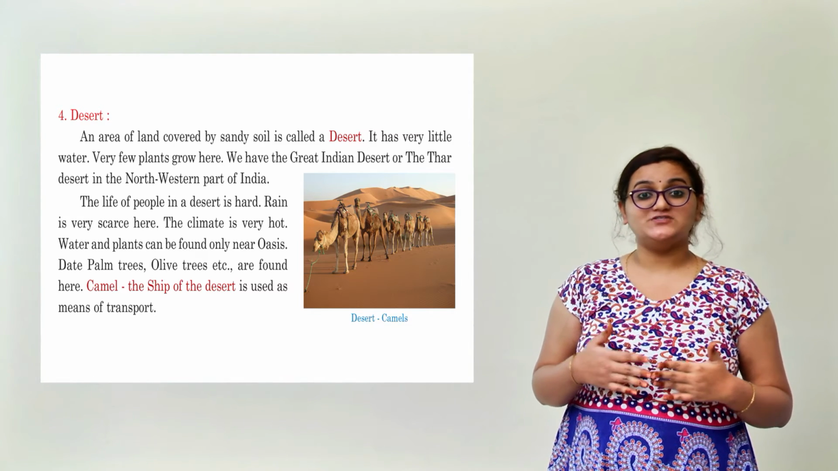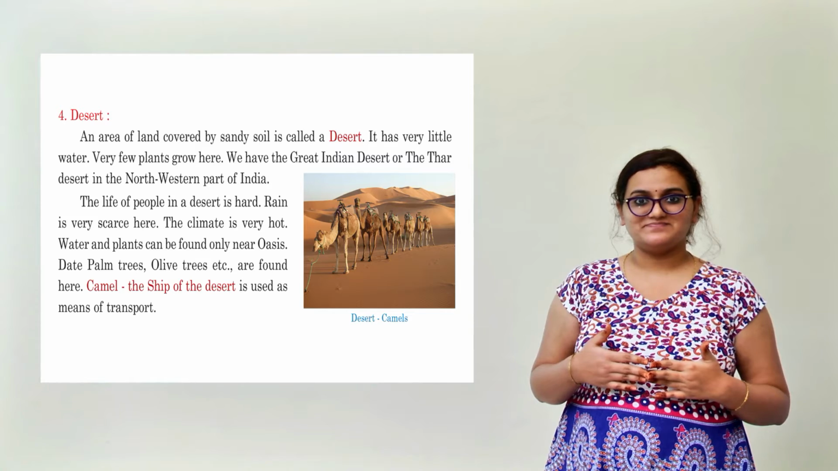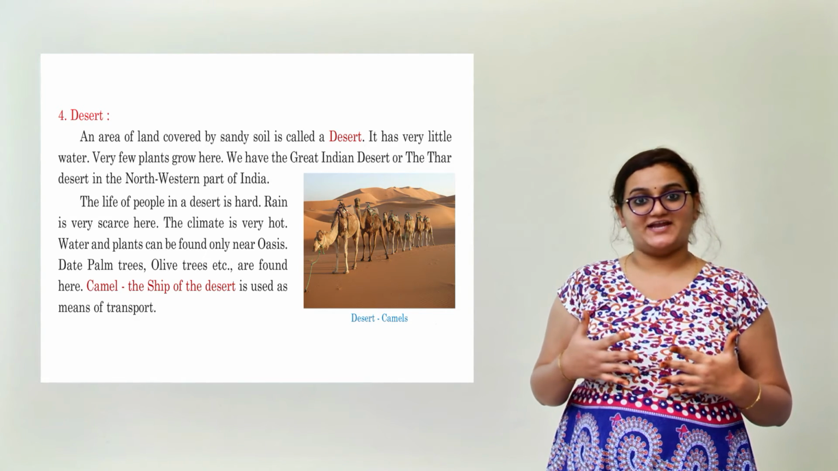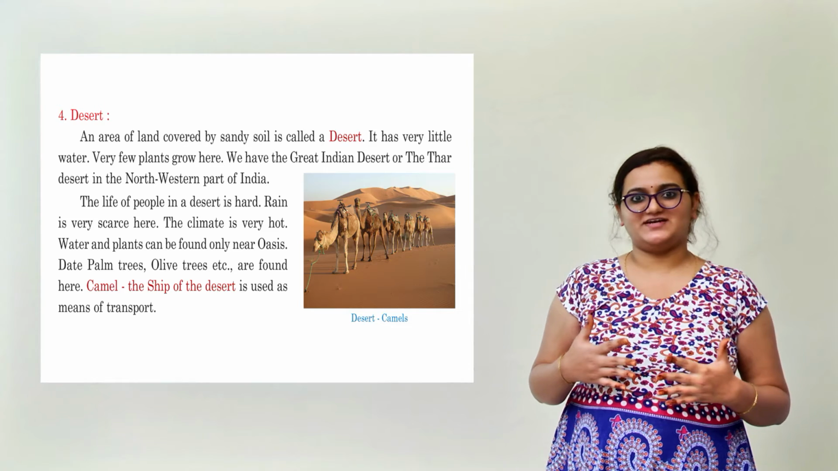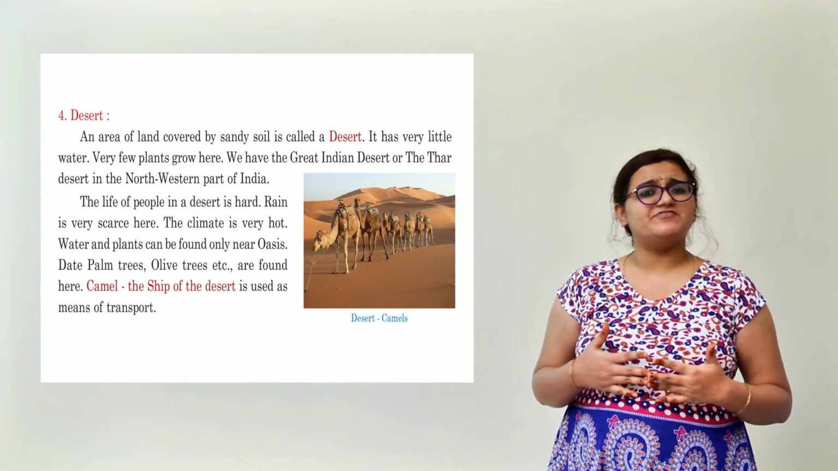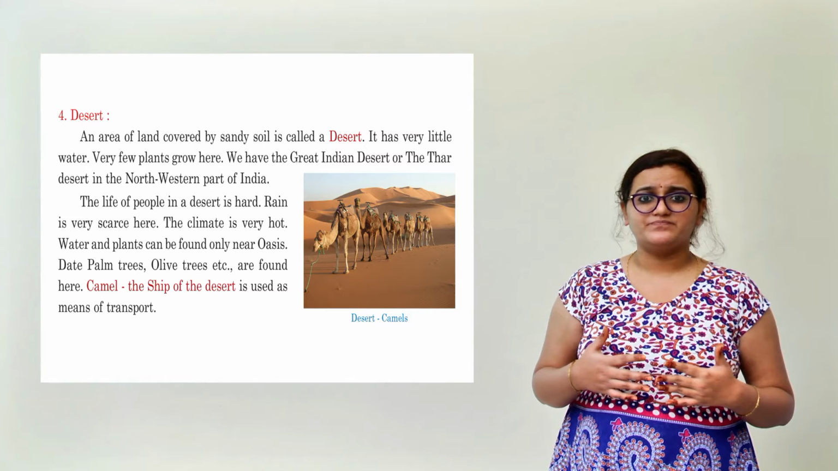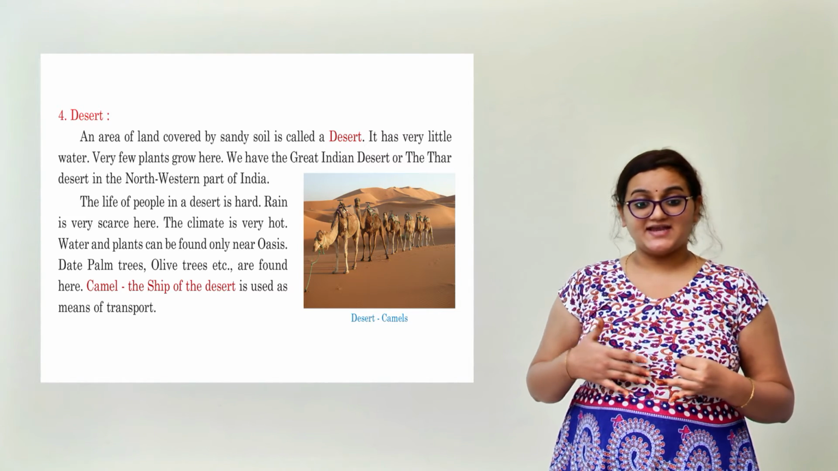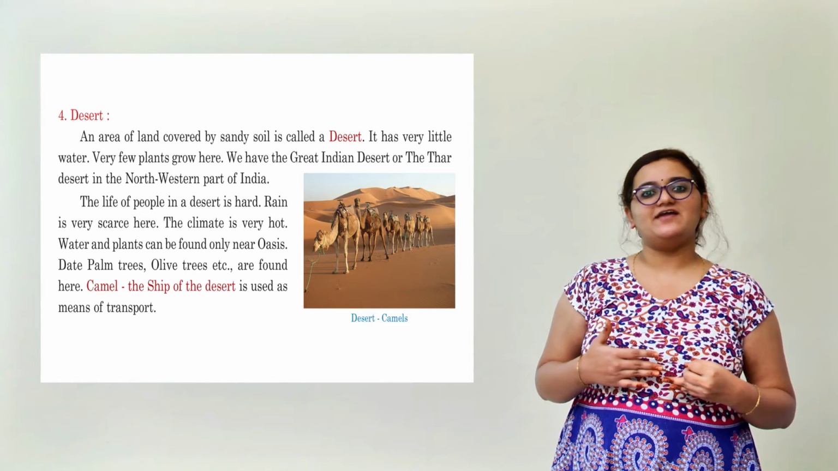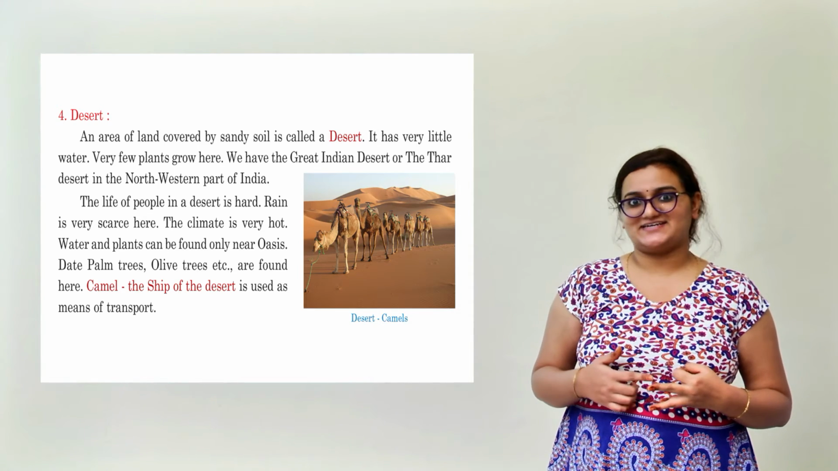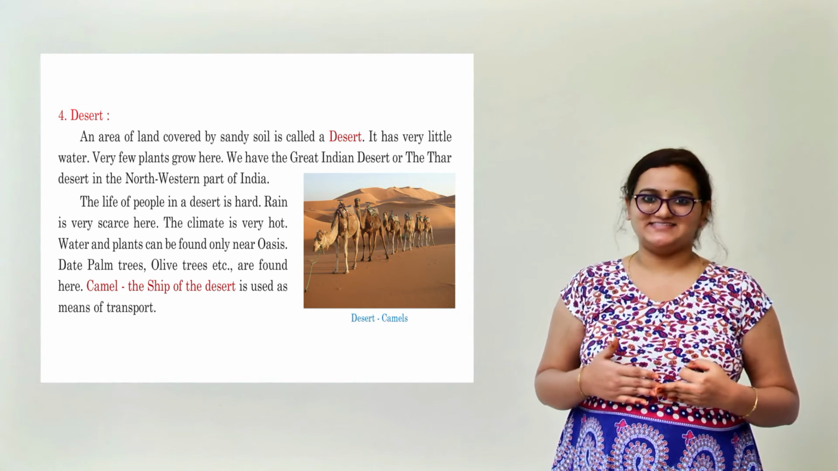And what is the most important animal here? It is a camel. We have been learning this from childhood. Camel is the ship of the desert. So camel is an important animal here. And then what are the different plants that grow here? The date palm trees. Yes, and the olive trees. They are most importantly found in this desert. Also the cactus. They are found in the desert vegetation.